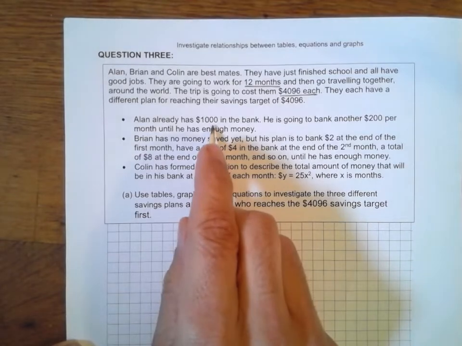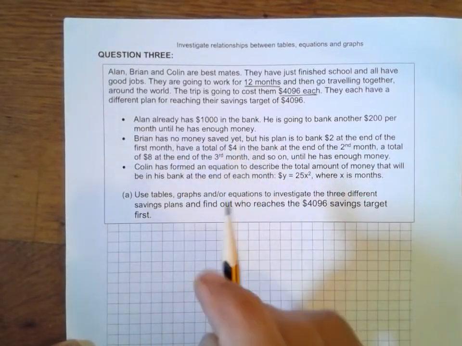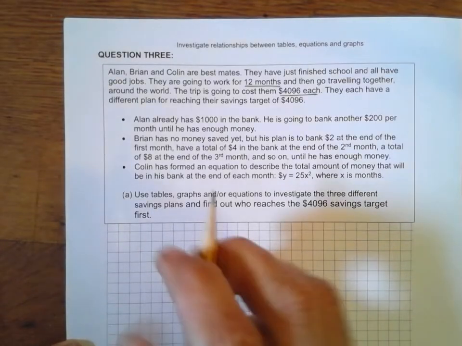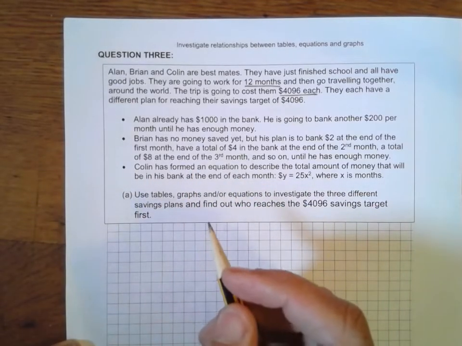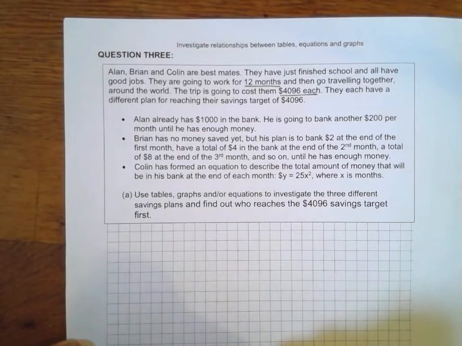Alan already has $1,000 in the bank and he's going to bank another $200 per month until he has enough money. Brian has no money saved yet, but his plan is to bank $2 at the end of the first month, have a total of $4 in the bank at the end of the second month, and a total of $8 at the end of the third month, and so on until he has enough money.